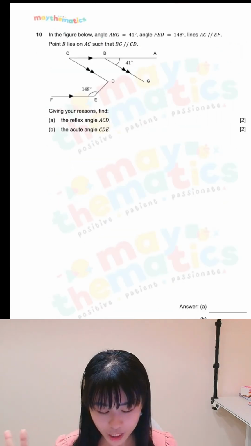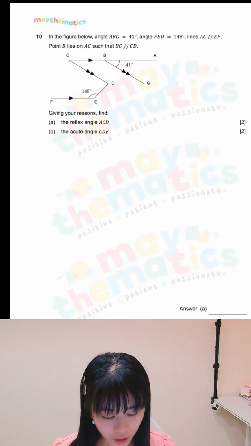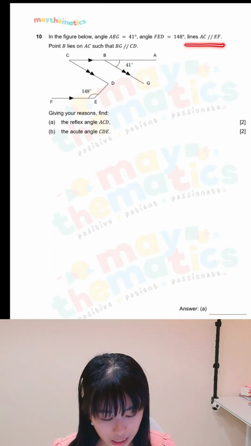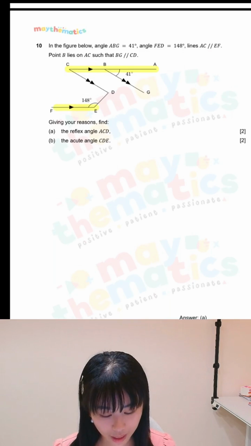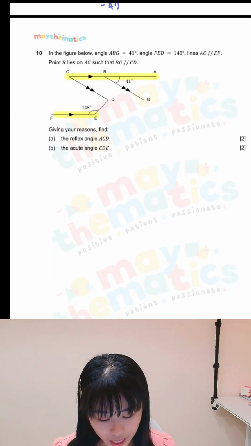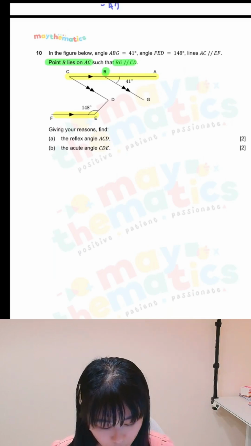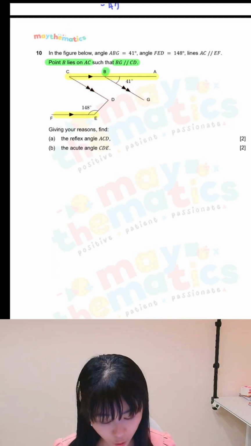Now question 10. In the figure below, we have angle ABG is 41 degrees given already. Angle FED is 148 degrees given already. Lines AC is parallel to EF, like this. And then point B lies on AC, such that BG is parallel to CD. So also given.